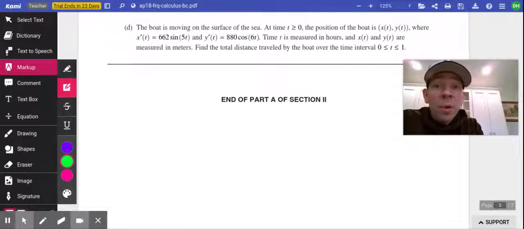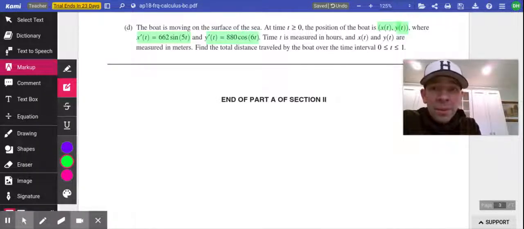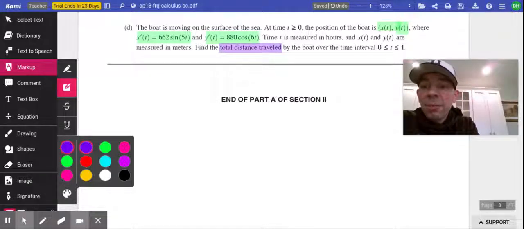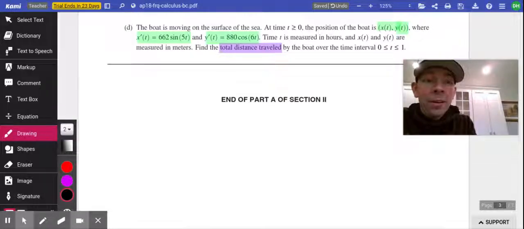Now there's a boat moving on the surface. We've got this parametric function. You see this parametric function right here? We've got the rate at which the horizontal position is changing, the rate at which the vertical position is changing, and we are looking for the total distance traveled. This is just a good old formula we want to make sure we have in our toolbox.